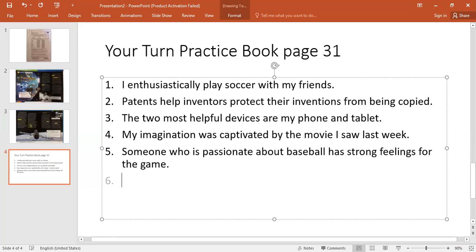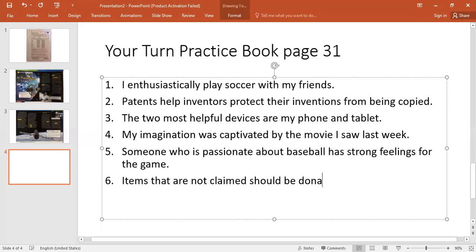Number six, if items in the lost and found at school are not claimed, what should happen to them? Items that are not claimed should be donated to charity. So this is what we decided was the best thing to do with something that is not claimed, to donate it to charity.